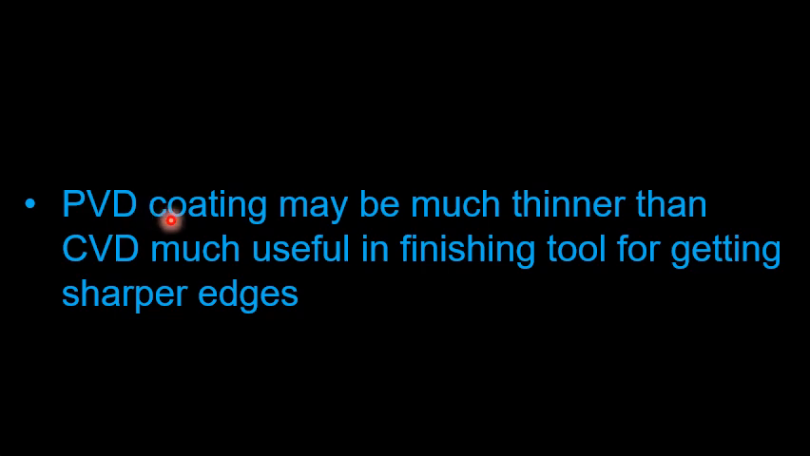So that's the reason you can deposit ultra thin films with a physical vapor deposition process. Whereas though you can prepare ultra thin films with chemical vapor deposition processes, still CVD gives you a thicker film as compared to a physical vapor deposition process. That's the reason PVD coating may be much thinner than CVD, and that's the reason PVD is used in finishing tools for getting sharper edges.